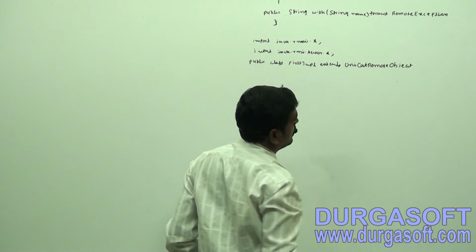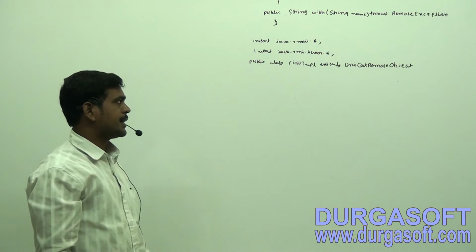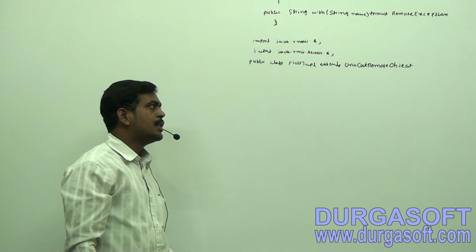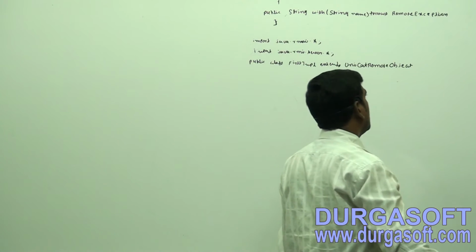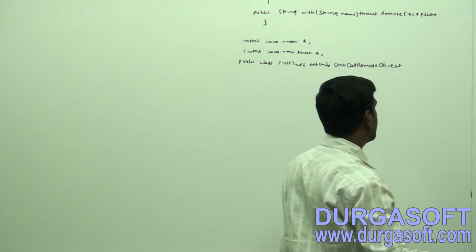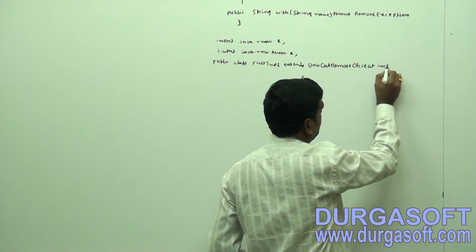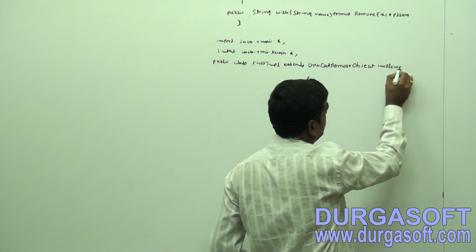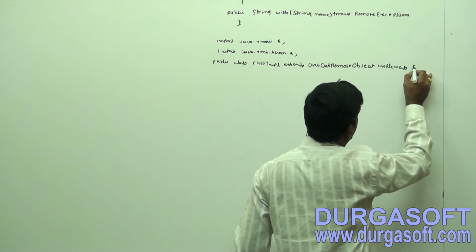this is one predefined class. This class doesn't allow duplicate URLs. It allows a single, unique URL, UnicastRemoteObject. Then implements Remote, FirstInter.